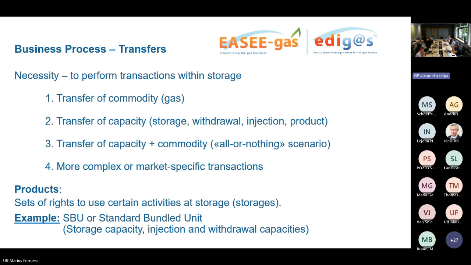Then there is, of course, the possibility to organize a slightly more complex scenario when you have a transfer of capacity and commodity at the same time. So you can transfer these rights to use and also transfer a corresponding volume of gas. We call that, in a simplified way, the all or nothing scenario. If there is some shortage, for example, of commodity, this transaction cannot be fulfilled because one of the requirements to fulfill this transaction might be missing.